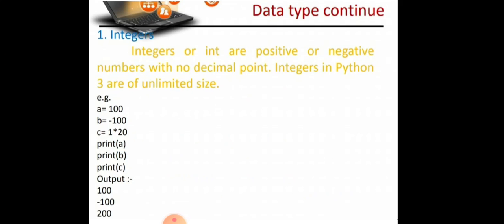For example, if a equals 100 and b equals minus 100, c equals 1 into 20. When you print a, print b, print c, the output will be 100, minus 100, and the value of c will be 20. 1 into 20, so 20.